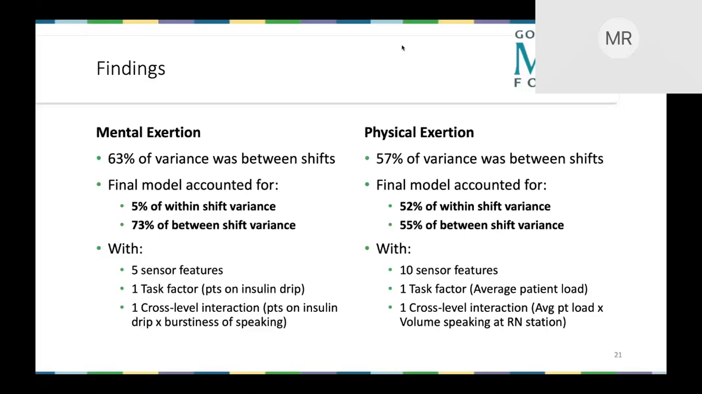And this was in addition to those traditional measures of workload, which were things like patient to staff ratios and things like that. So this interaction data is extremely predictive of people's experience in this area.